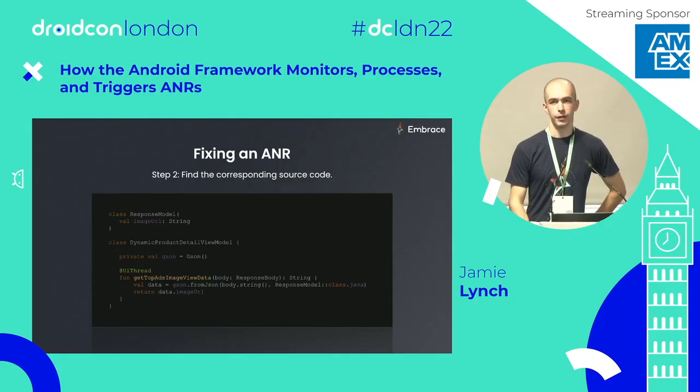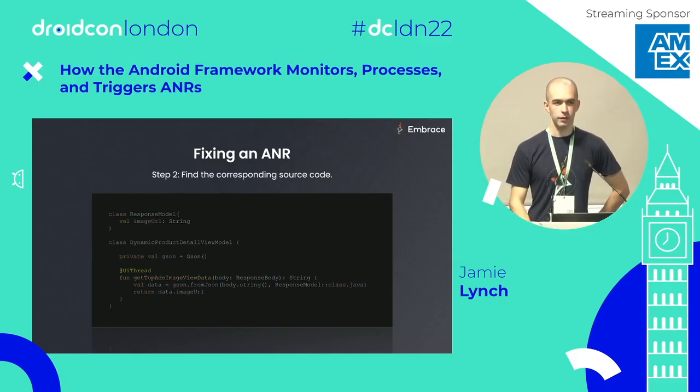Step two of fixing an ANR is to find where that is in the source code. We have an example here, which is quite simplified, with a view model doing some JSON serialization on the main thread, which seems fine, right? But in reality, this response model might be really complicated. It might be hundreds of kilobytes, for example. And lower end devices that have multiple other apps running might not be able to serialize that very fast, so you might be adding perhaps seconds of time.